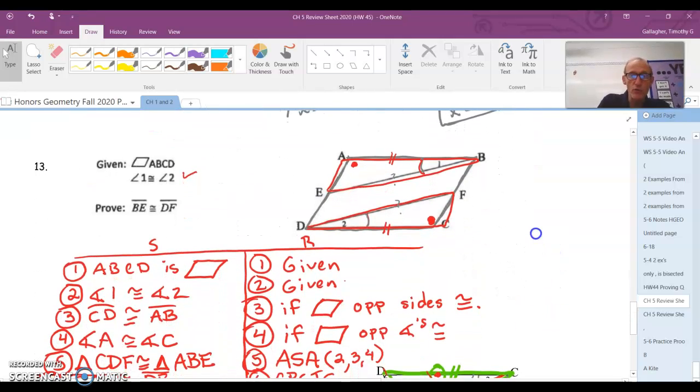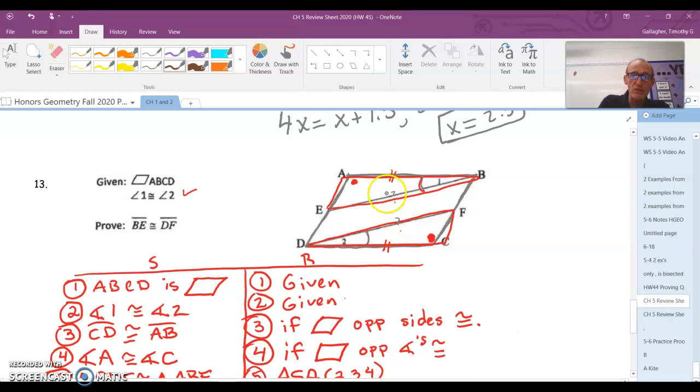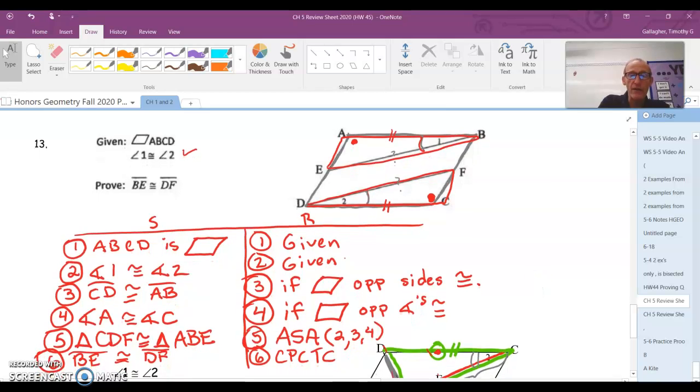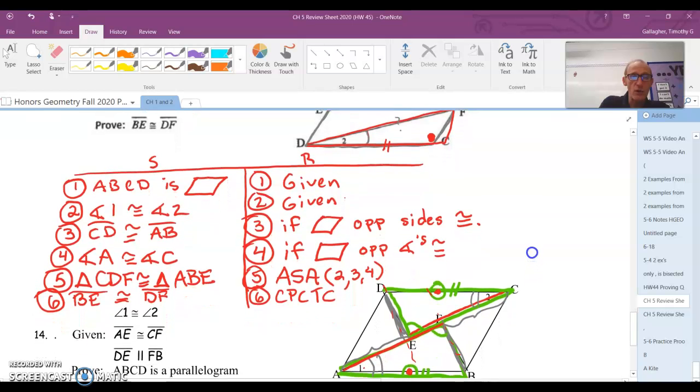And then we did the proof, and you were given it's a parallelogram, so we got these 2 triangles congruent by angle, side, angle, and then we proved by CPCTC that those other 2 parts were congruent. We used if parallelogram twice.